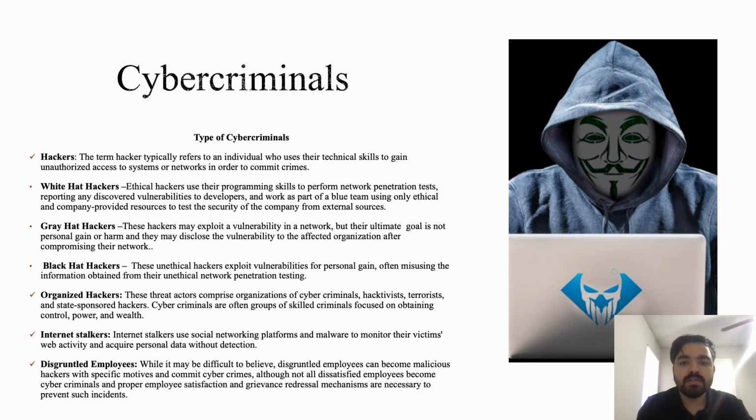They are as follows. The first one is hacker. The second one is organized hacker. The third one is internet stalker. The fourth one is disgruntled employee. And hackers are also divided into three categories. The first one is white hat hackers, the second one is gray hat hackers, and the third one is black hat hackers.